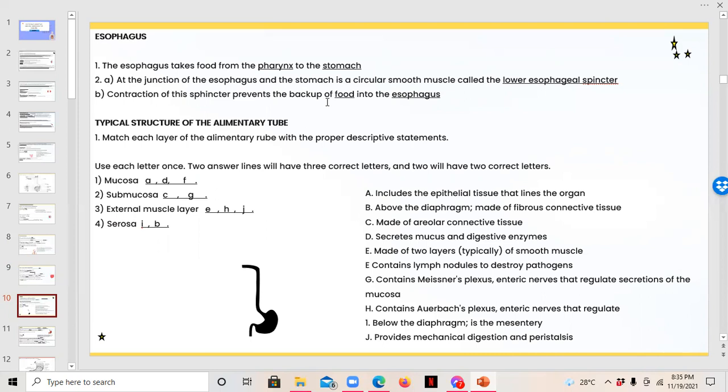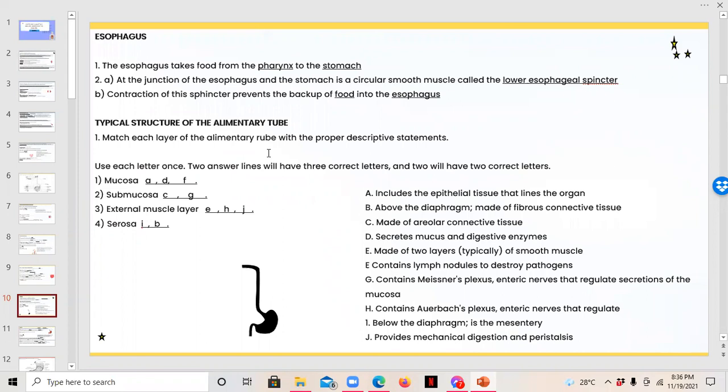Typical structure of the alimentary tube. Number 1. Match each layer of the alimentary tube with the proper descriptive statements. Number 1. Mucosa. The answers are A, includes the epithelial tissue that lines the organ, letter D, secretes mucus and digestive enzymes, and letter F, contains lymph nodules to destroy pathogens.